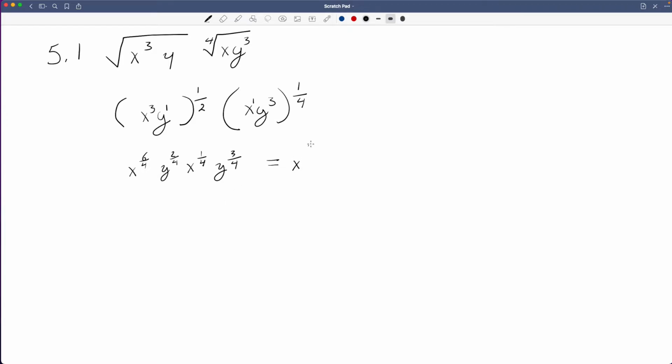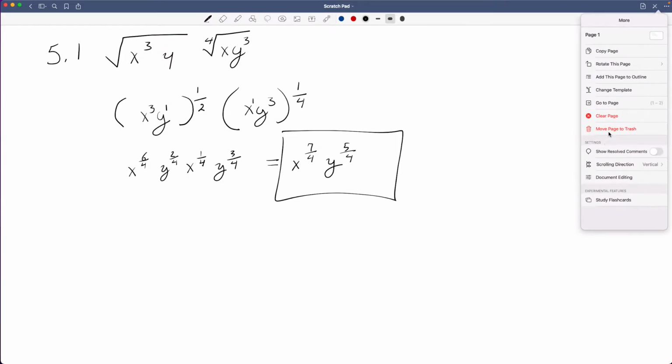X would become 7 over 4, and y would become 5 over 4. Sorry, I was looking, and I'm like, where's the other y? I kept coming back to this one. My brain wasn't working. So x to the 7/4 power, y to the 5/4 power would be our answer right there. All right, let's do example problem 5.2.